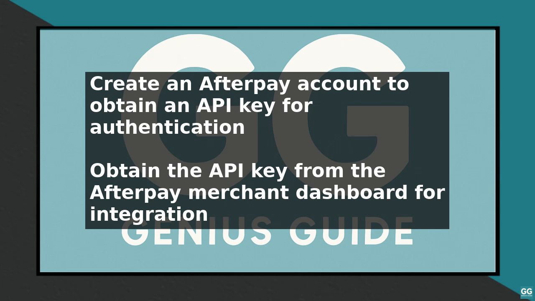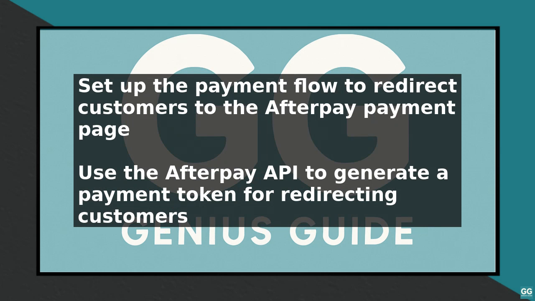In this guide, we will walk you through the step-by-step process of integrating Afterpay API into your website. First, you need to create an Afterpay account and obtain an API key. The API key is used to authenticate your requests to the Afterpay server. You can find the API key in the Afterpay merchant dashboard. Once you have the API key, you can start integrating the Afterpay API into your website.